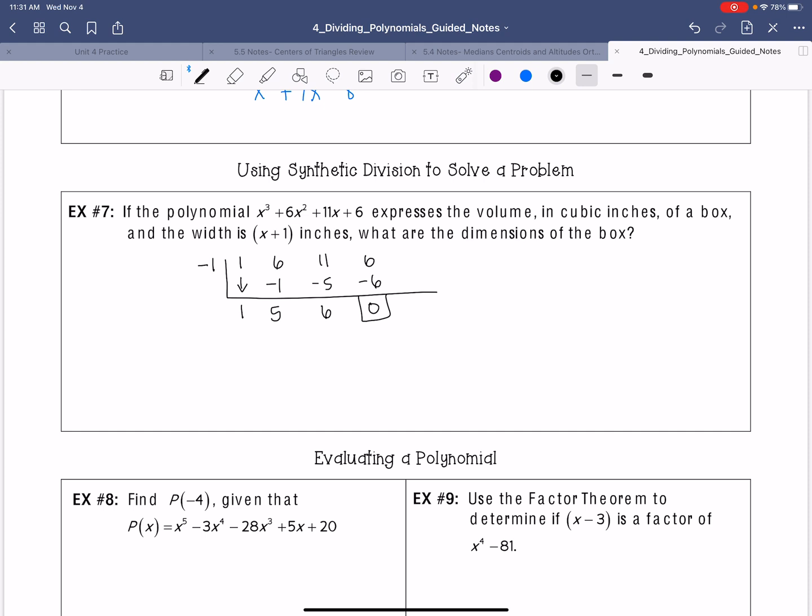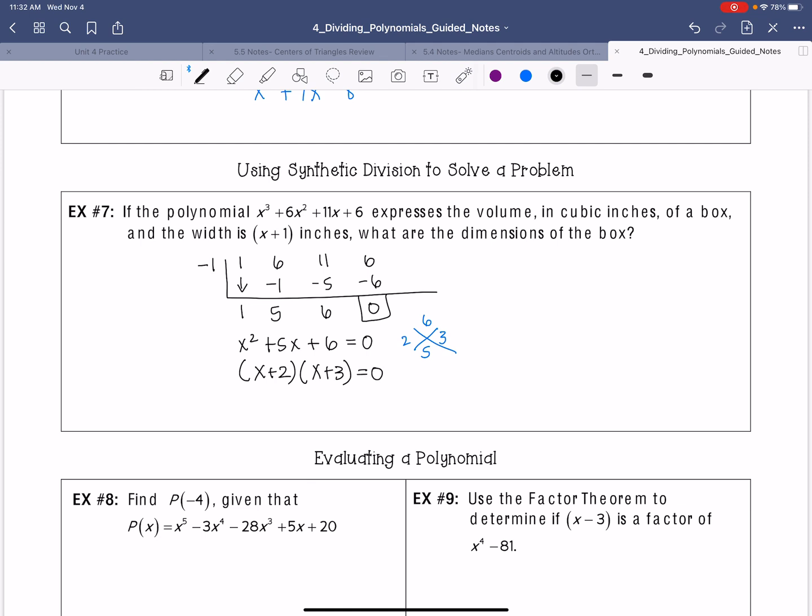Now we have a quadratic left. So this represents x squared plus 5x plus 6 equals 0. We know how to solve quadratics, right? You have the options of factoring, completing the square, or the quadratic formula. Always check if factoring works. There's something that multiplies to 6 and adds to give me positive 5: 2 and 3. So this is going to factor to x plus 2 and x plus 3.